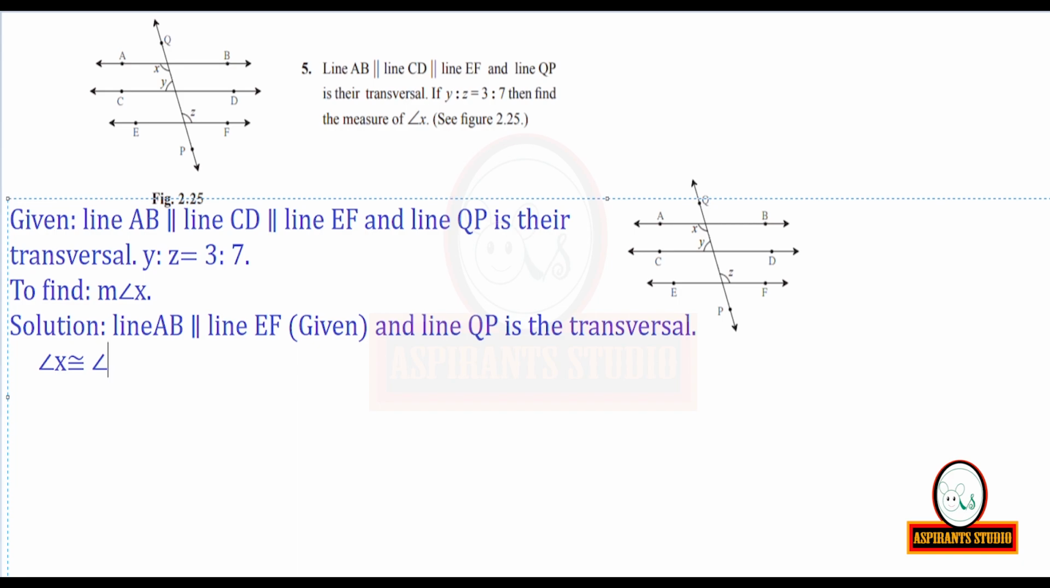We have learned the alternate angles theorem. When the lines are parallel, then the alternate angles formed there are congruent. Therefore, angle X is congruent to angle Z. Take this to be first equation and write the reason there. It is alternate angles theorem, so write alternate angles.